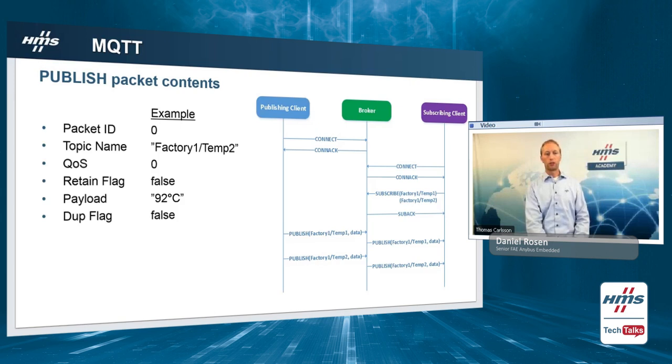So in the flowchart we see that the publishing client will publish on this topic, temperature 1, and some data, and the broker will send out the same topic to all subscribing clients. And in this case there were two different temperature values.